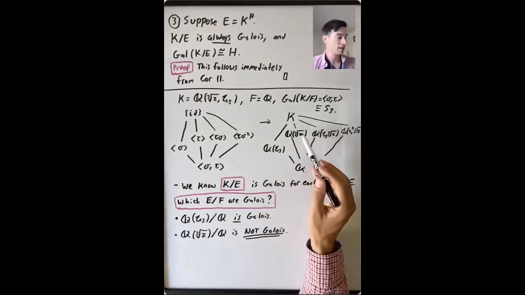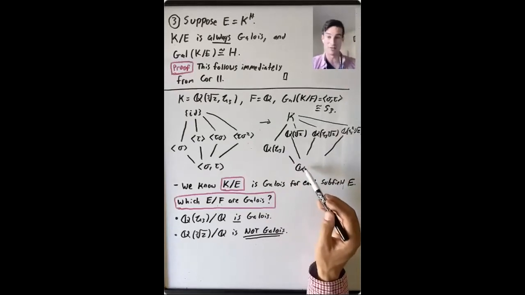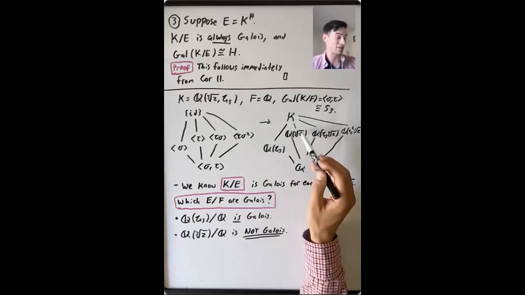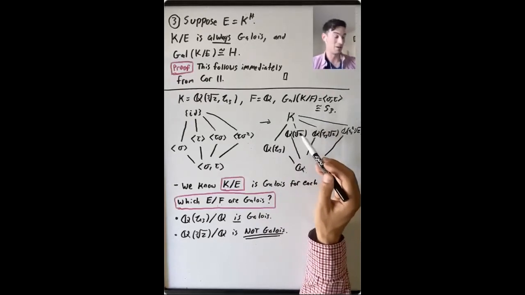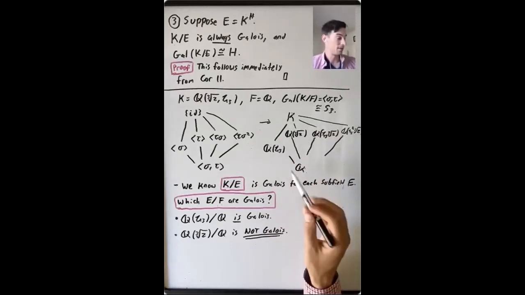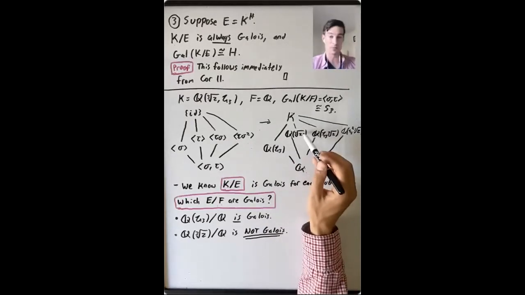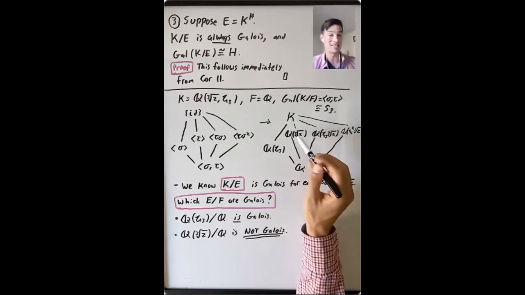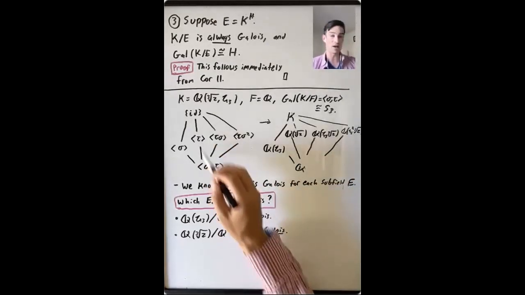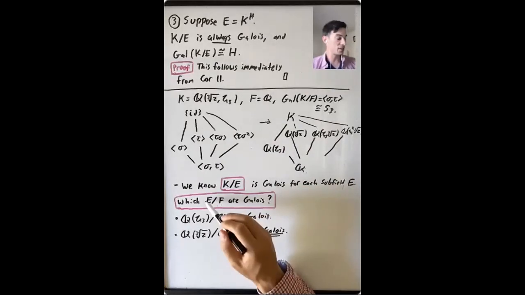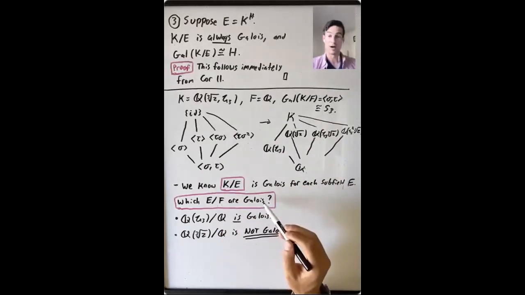But Q adjoin cube root of 2 is not a Galois extension of Q. For one thing, it's just not the case that every polynomial in Q bracket x, which has a root in Q adjoin cube root of 2, has all of its roots in Q adjoin cube root of 2. For example, x cubed minus 2 has 1 root in this extension, but it does not have 3 roots in this extension. Okay, so in the next video, we'll use the Galois correspondence to understand which extensions E over F are Galois extensions.